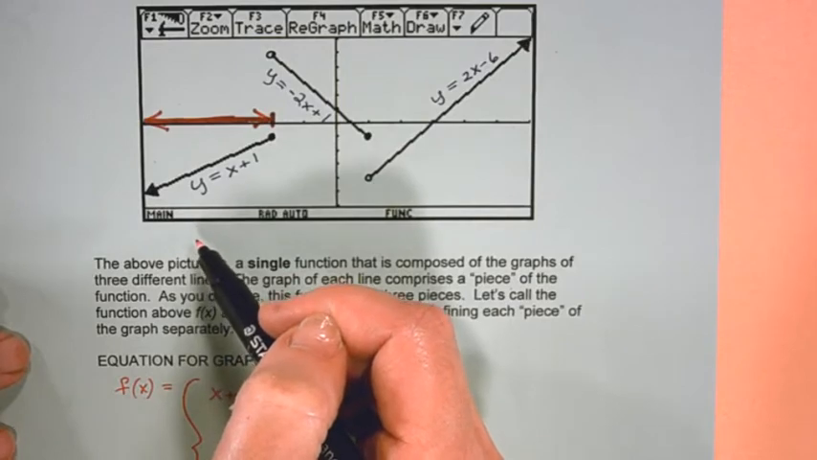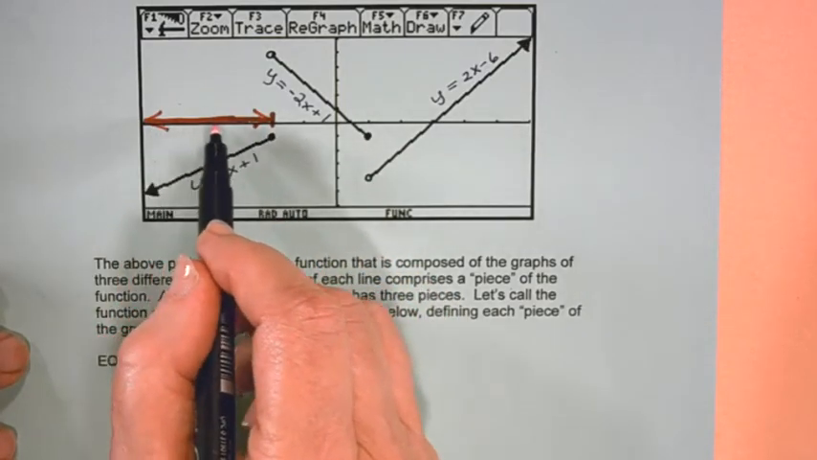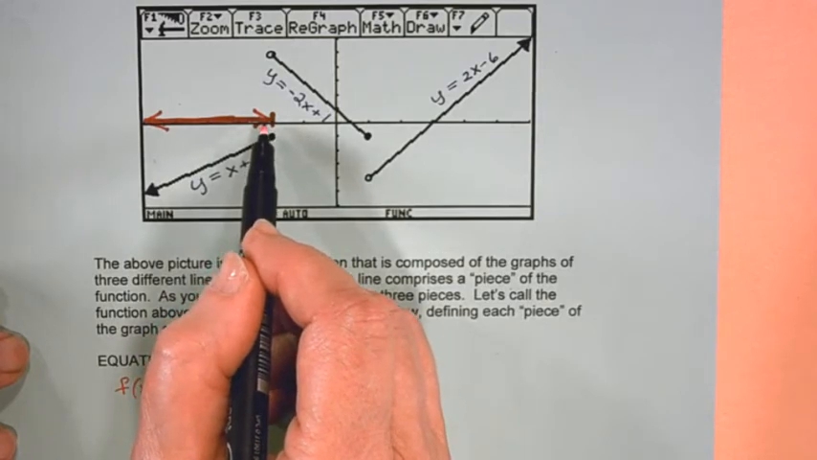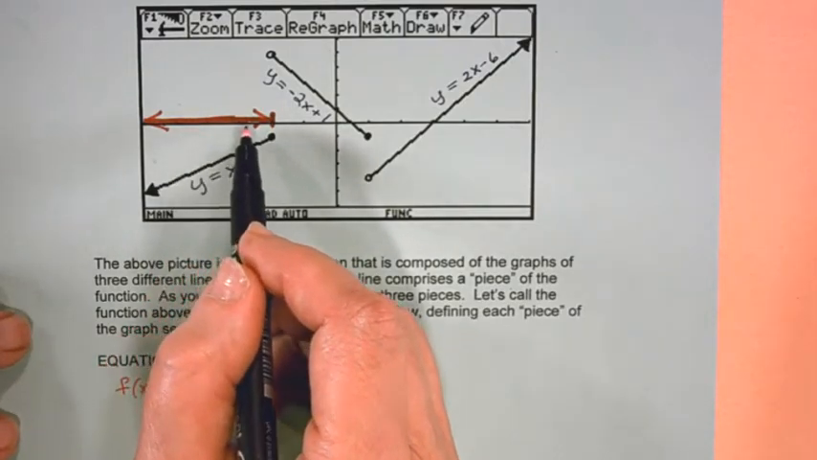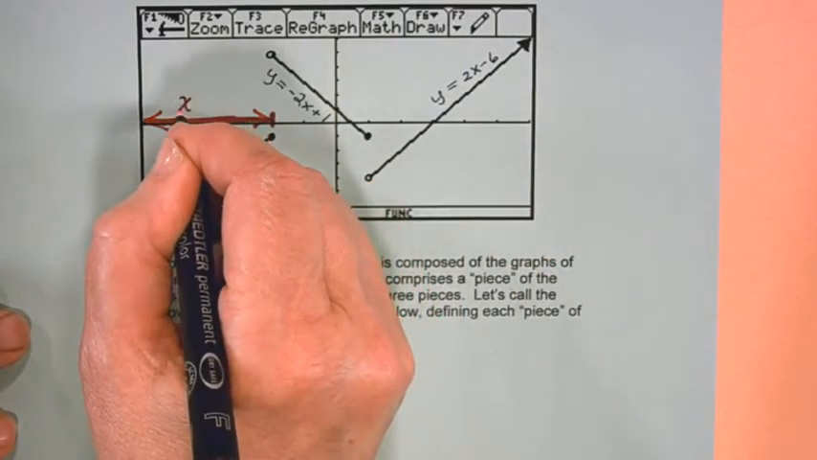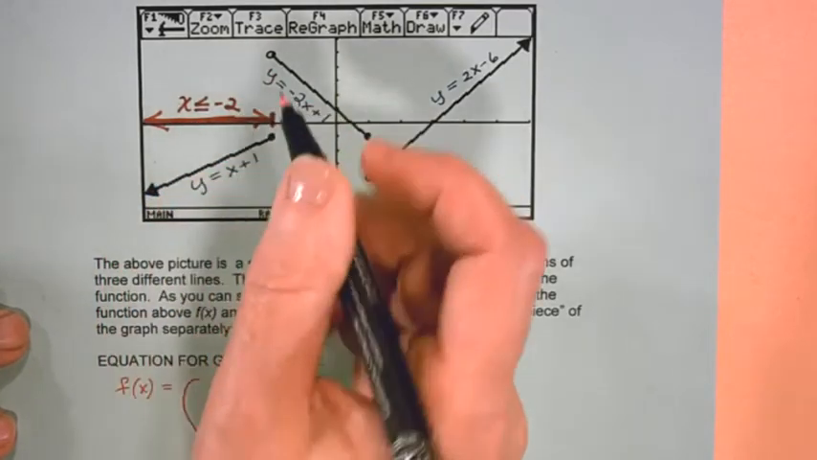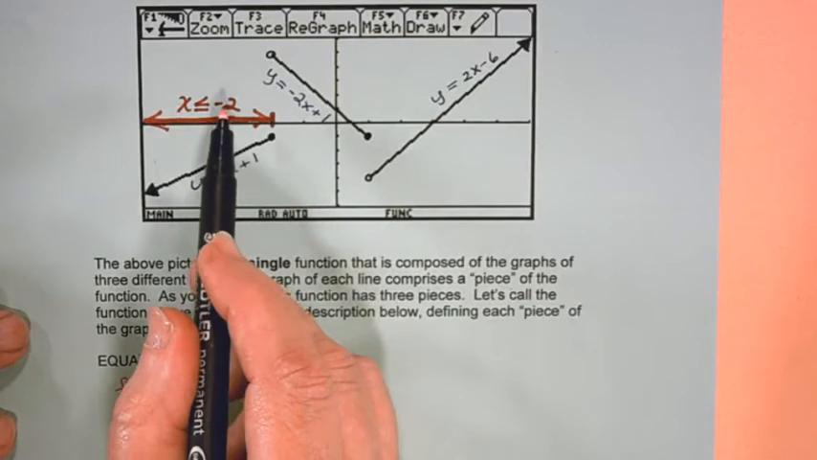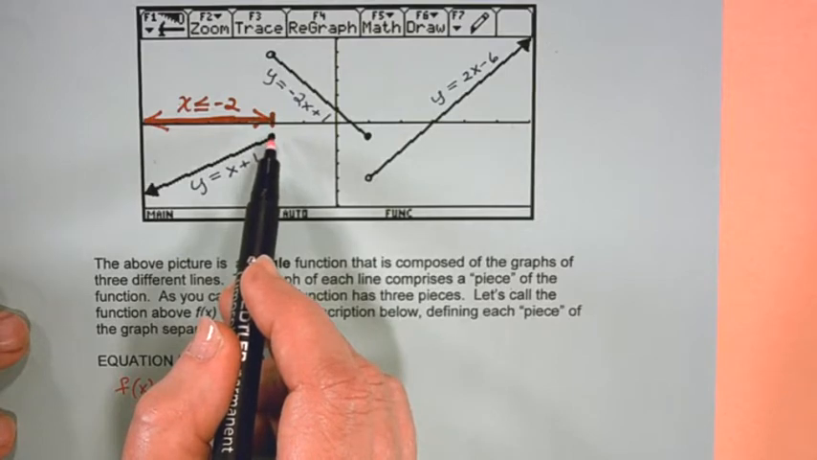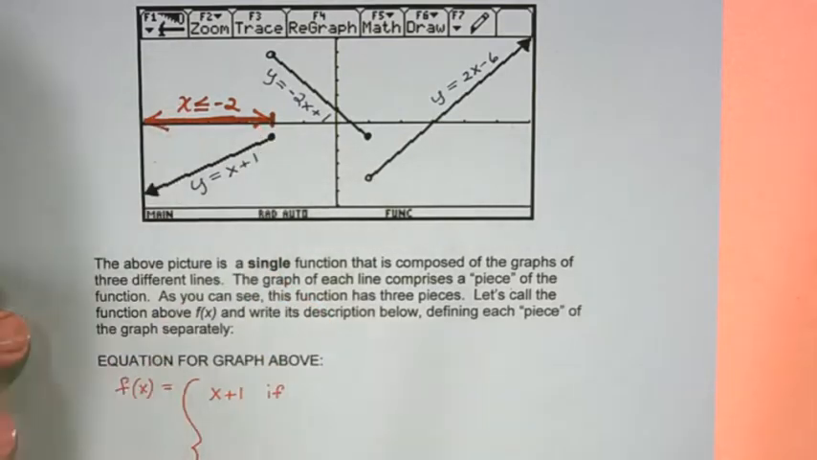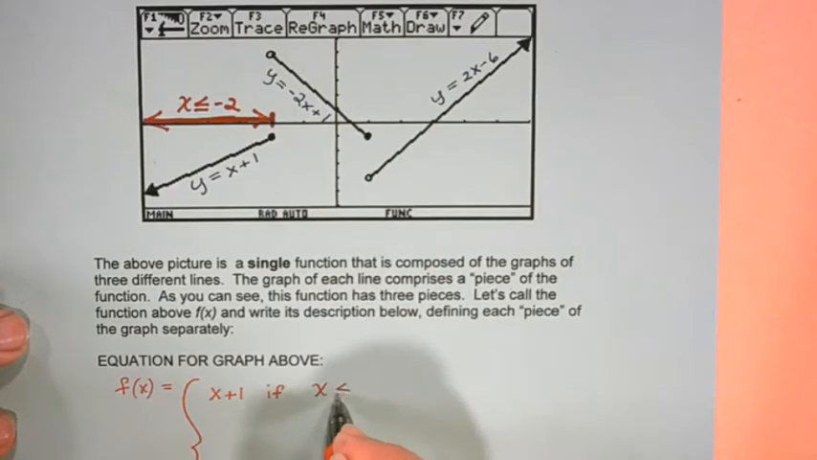So if I was to describe this portion of the x-axis using an inequality, I would say that's a portion of the x-axis where all the x's are less than or equal to -2. The reason I used an equal sign is because I have a closed circle here indicating that I want to include -2. So what I'm going to do now is say f of x is equal to x plus 1 if x is less than or equal to -2. So I've done the first piece.